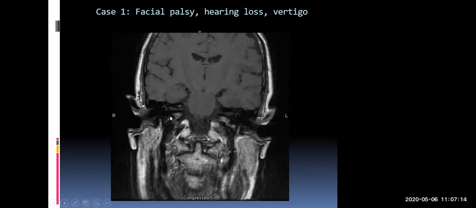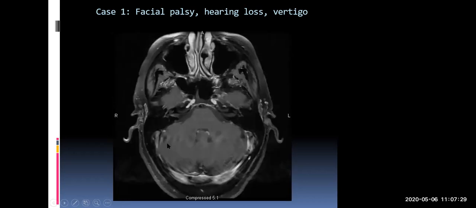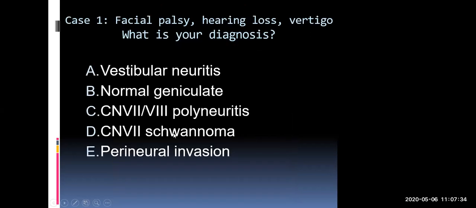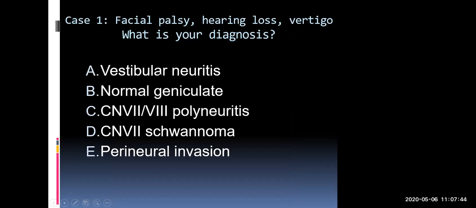This is pre-contrast, and what happens when you give contrast, this is what you see. There's a linear enhancement in the superior aspect of the internal auditory canal. Now, putting that together with a patient who has facial palsy, hearing loss, and vertigo, what is going to be your diagnosis? This is the axial cut of the same MRI, and we can see the enhancement in this triangle there. So in your chat box, you can type in what you think is the diagnosis for this patient.